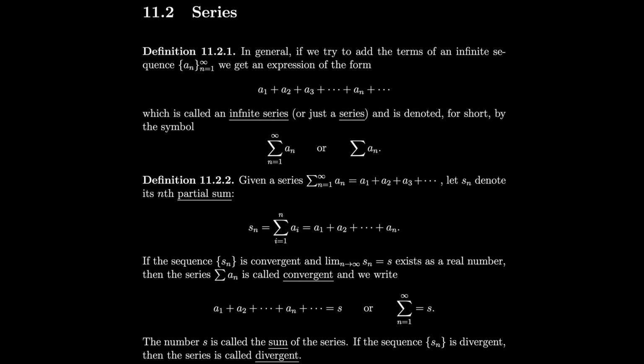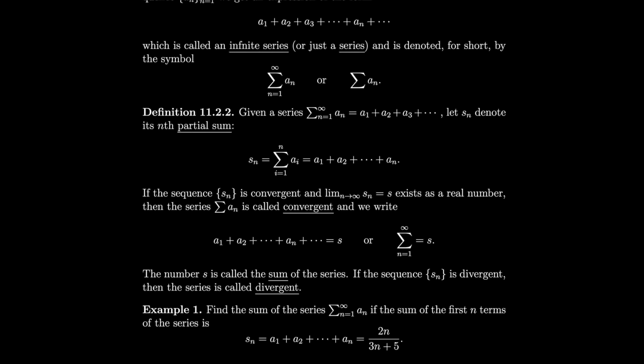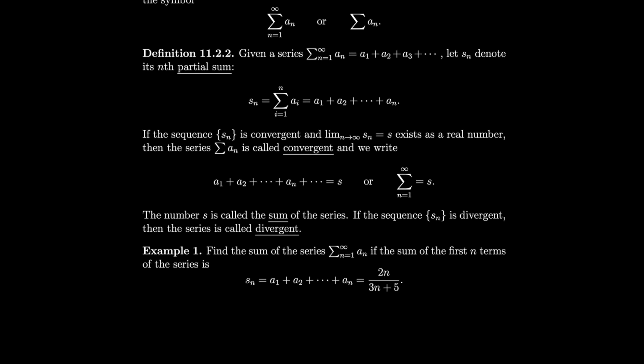So we can make a sequence out of all those sums depending on where we stop, and that new sequence is what will determine whether the original series converges or diverges, whether we can add up all those terms or not. So we take the limit of the sequence of those partial sums. We say that if that equals some number s, then the sum of the series equals s. So if the sequence is divergent, then the series is divergent.